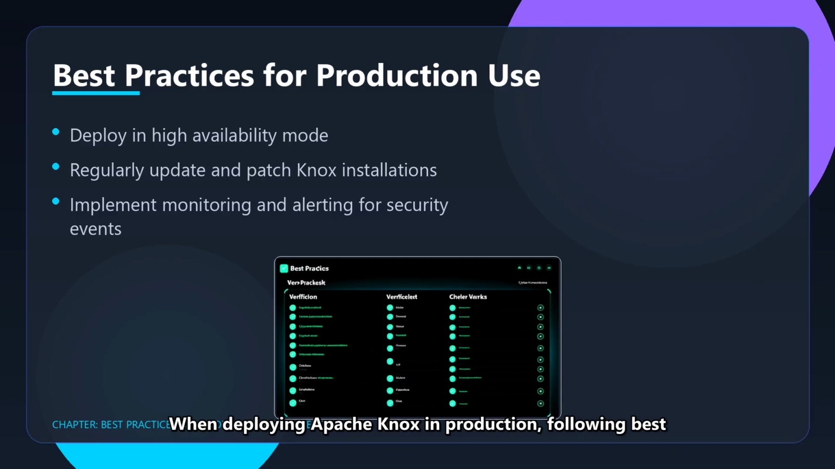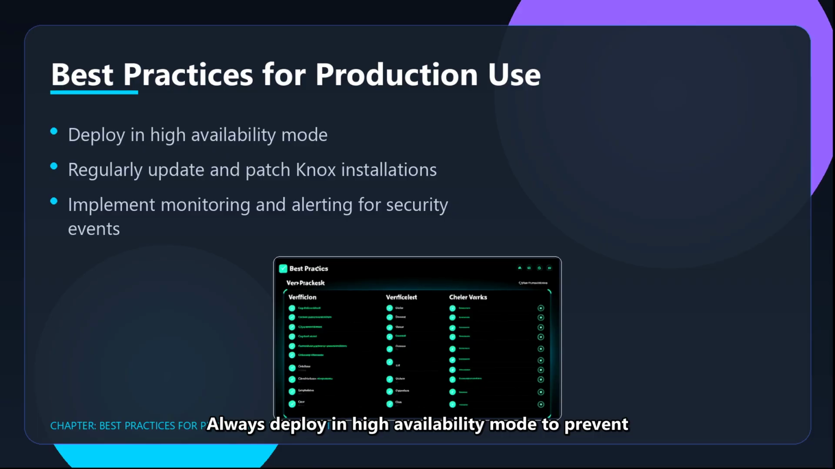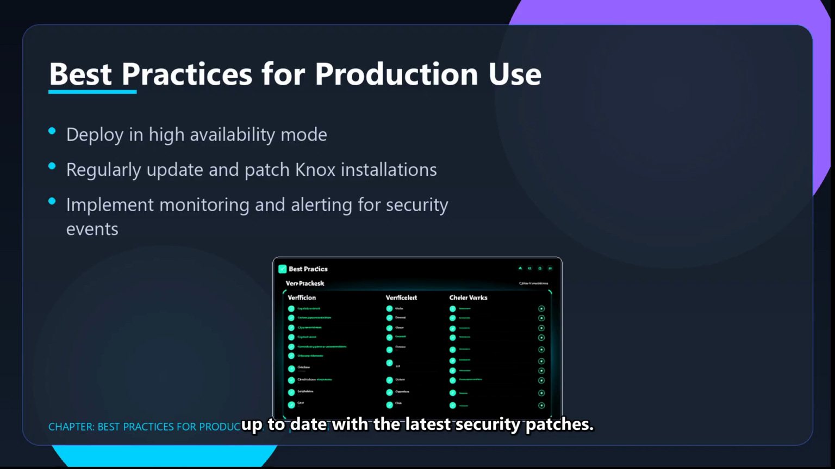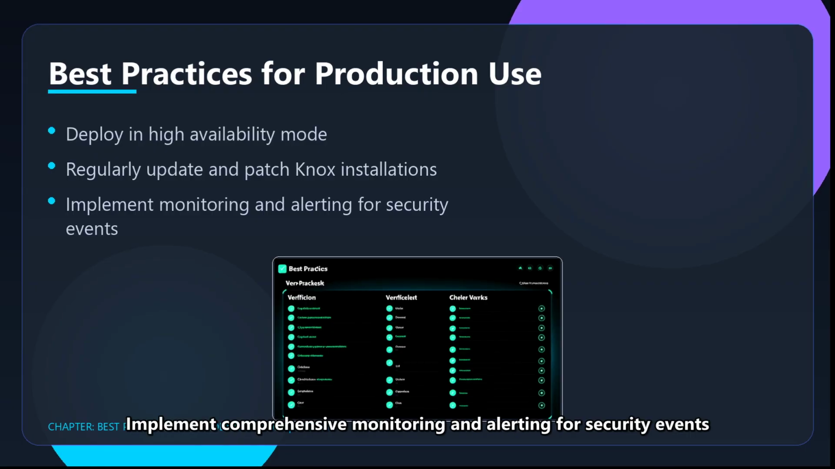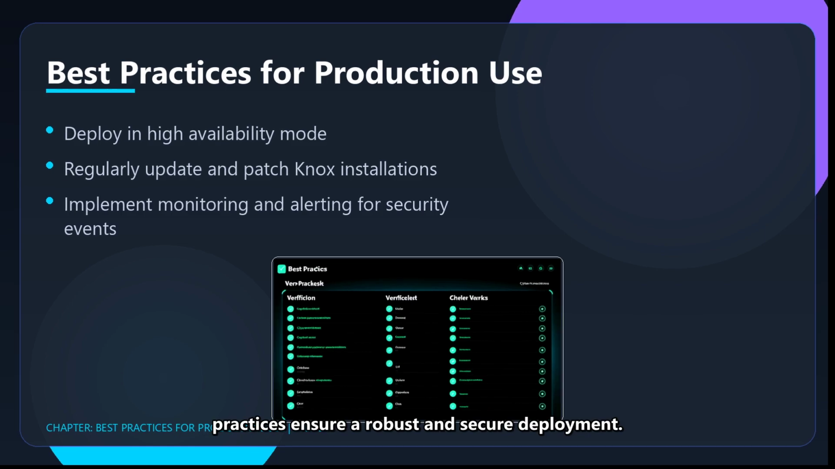When deploying Apache Knox in production, following best practices is crucial for maintaining security and performance. Always deploy in high availability mode to prevent single points of failure. Keep your Knox installations up to date with the latest security patches. Implement comprehensive monitoring and alerting for security events to detect and respond to threats quickly. These practices ensure a robust and secure deployment.